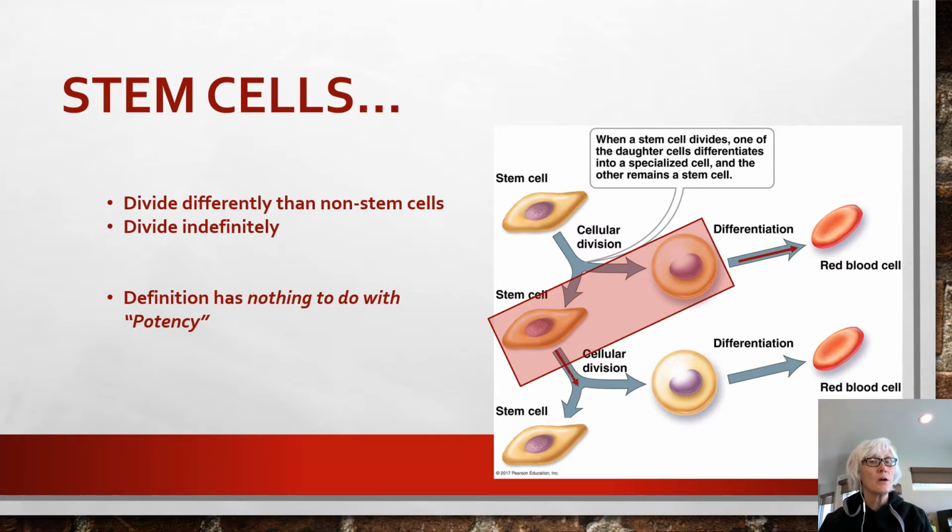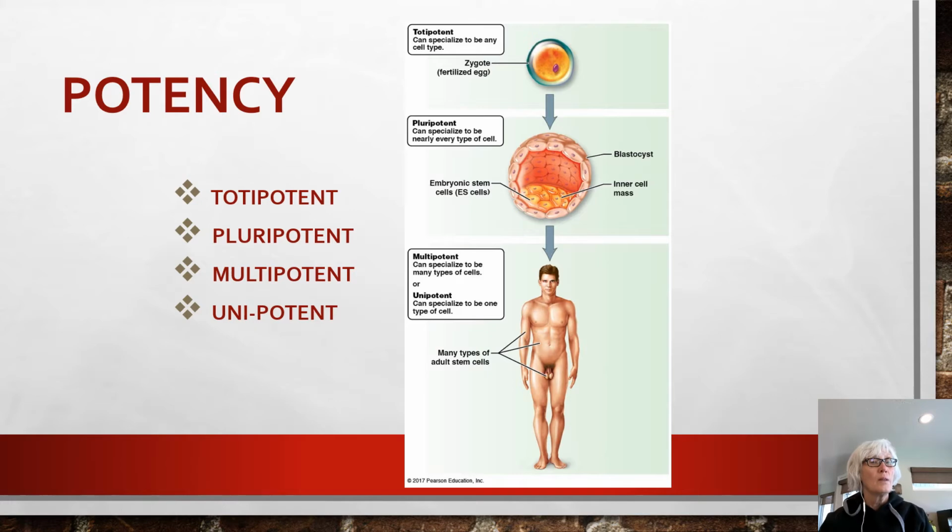The stem cell can go on to subsequently divide again to create another stem cell and another cell that will be destined to differentiate. Stem cells then can divide indefinitely, meaning they are immortal. What stem cells are not are necessarily cells that can become any type of cell. The word that we use to describe that is potency. There are different levels of potency.